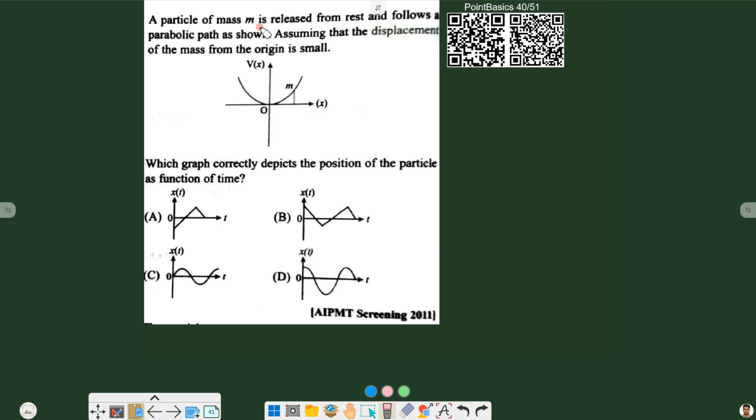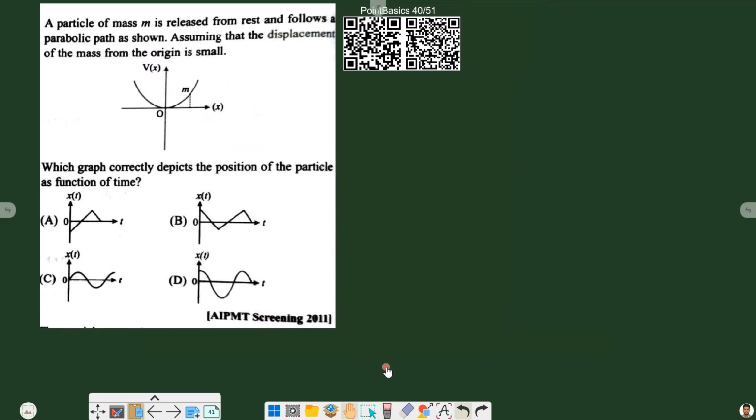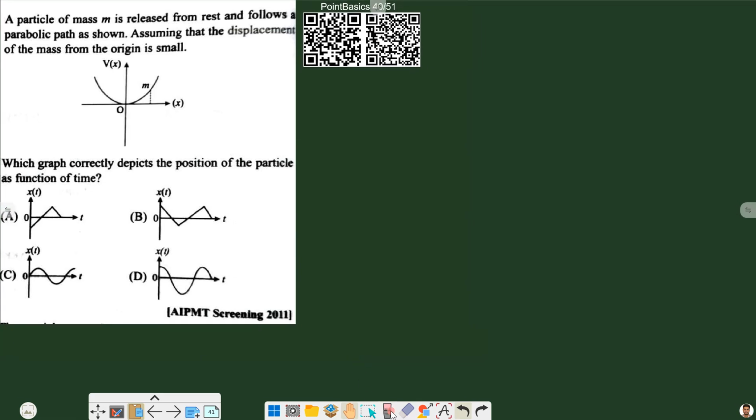A particle of mass m is released from the rest and follows a parabolic path as shown in the figure. Assuming the displacement of the mass from the origin is very small, which function correctly depicts the position of the particle as a function of time? Now, as mentioned, the displacement from the origin is small, and if displacement from the origin is small, then it denotes that the particle is executing simple harmonic motion.